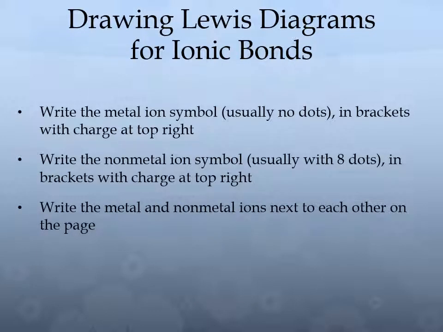To review, for ionic bonding between differently charged ions, you need to draw the symbols near each other. Ions go in brackets with the charges written to the top right, and always look at the charge of each ion and count how many electrons it should have. Don't assume anything. But the metal usually has no valence electrons, no dots, and the nonmetal has all 8 valence electrons, 8 dots, 2 on each side of the symbol. Then just put them next to each other to show that they're being attracted.